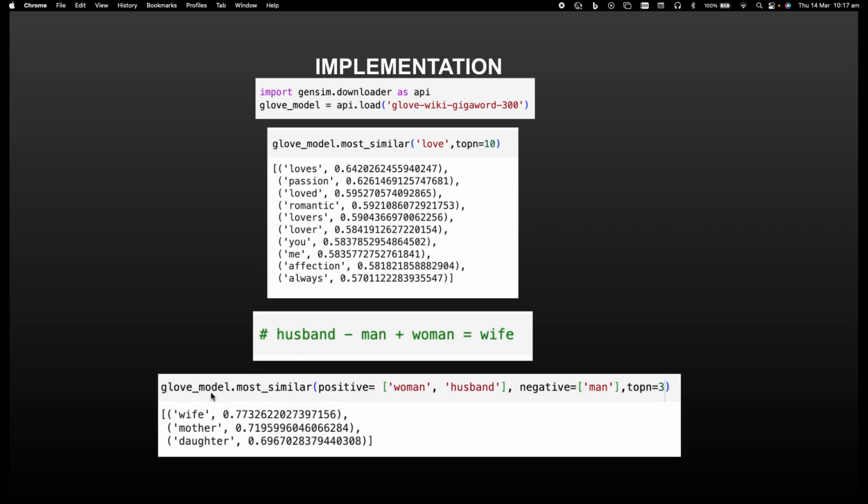So what you're trying to do is find the most similar words. I'm adding woman and husband, and I'm subtracting man from it. I'm trying to see the top 3 results, and it has thrown out perfect probabilities: wife, mother, daughter, which are all closely related to the output that we are expecting. So it's just a proof that the embeddings are working as expected and they're good to proceed forward.